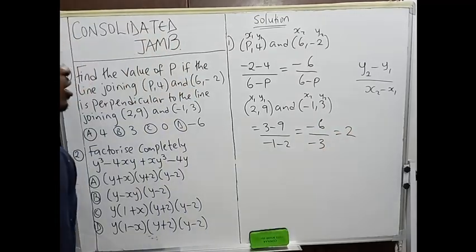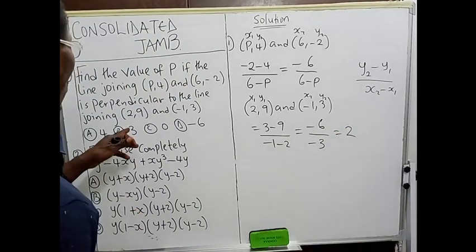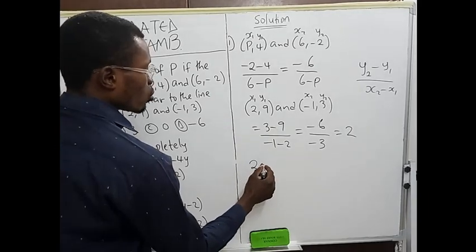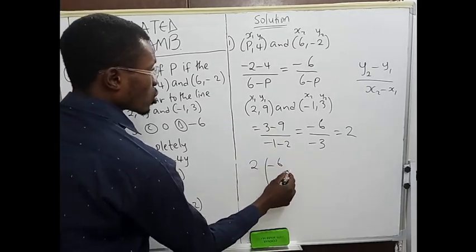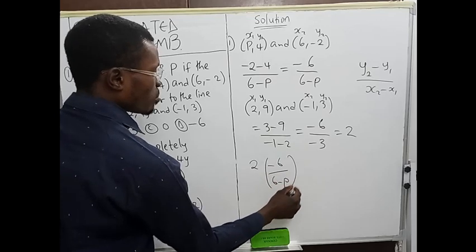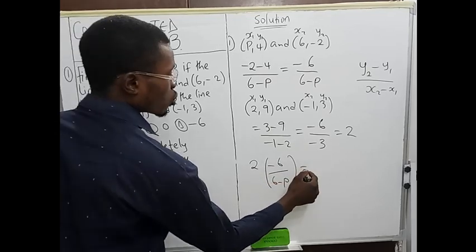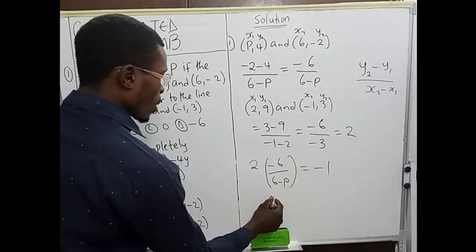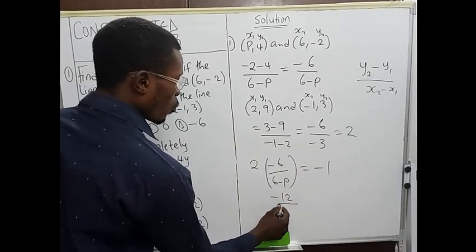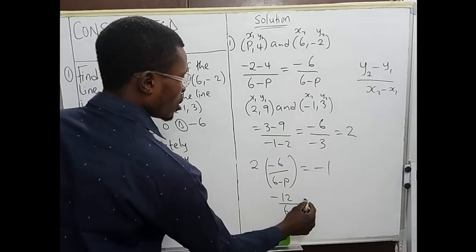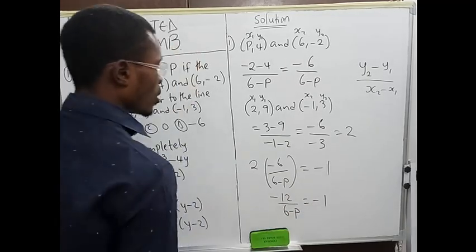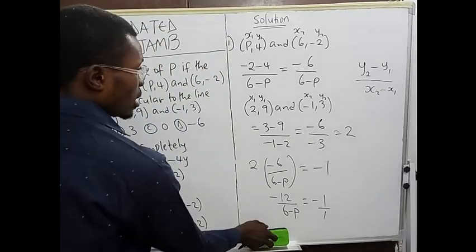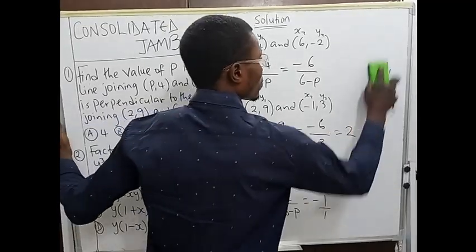Which gives 2. Alright? So, for it to be perpendicular, it means 2 times -6 over 6 minus p, that is the product of the two gradients, must be equal to -1. This will give us -12 over 6 minus p equals -1 over 1.